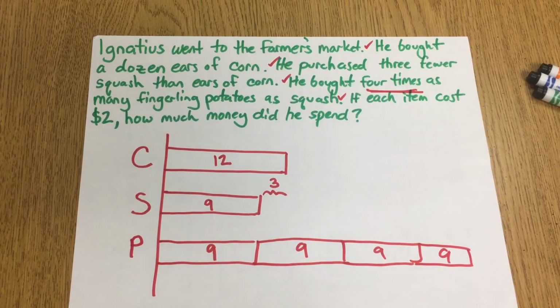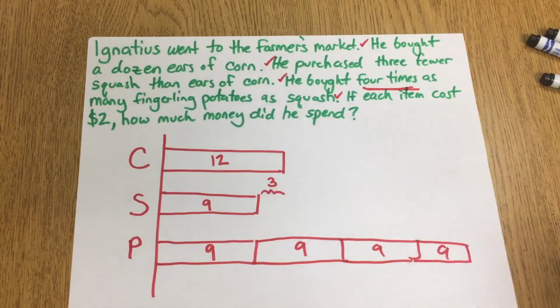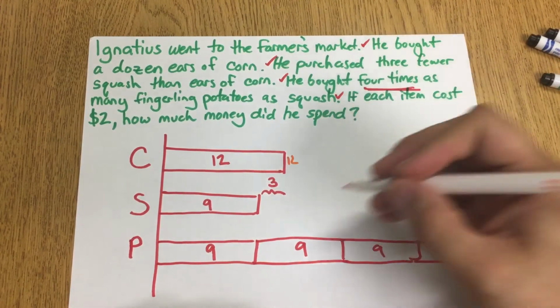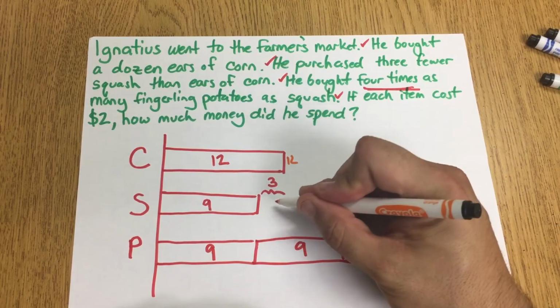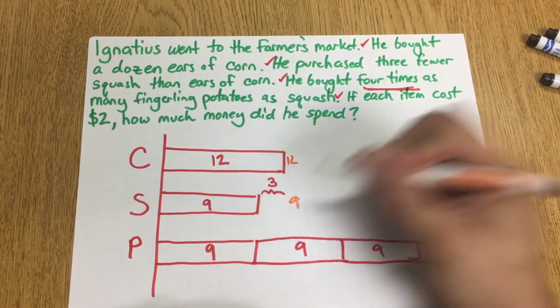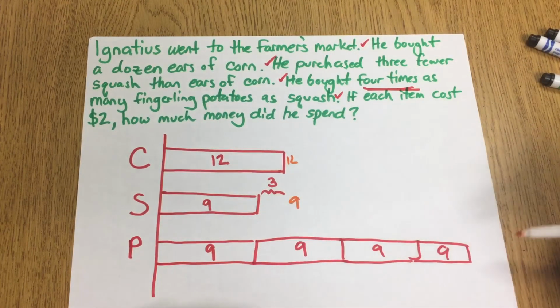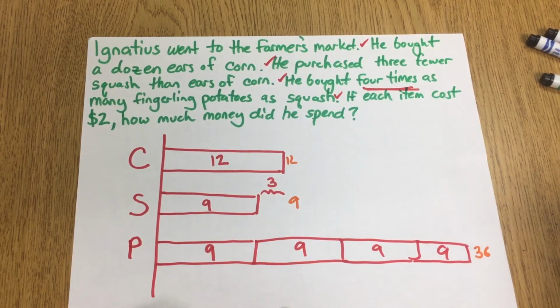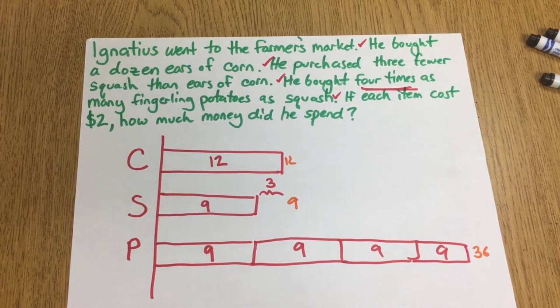Now this is the cool part. I could do so many different calculations from this. I could figure out how many things he bought in total. I could figure out how many more potatoes he bought than squash. And by the way, let's just figure out our totals here. We know that this is 12, because that's what we told from the beginning. We know that he has 9 squash. 9 times 4. Hopefully you know that 9 times 4 is 36. All right? So we've got our totals here.